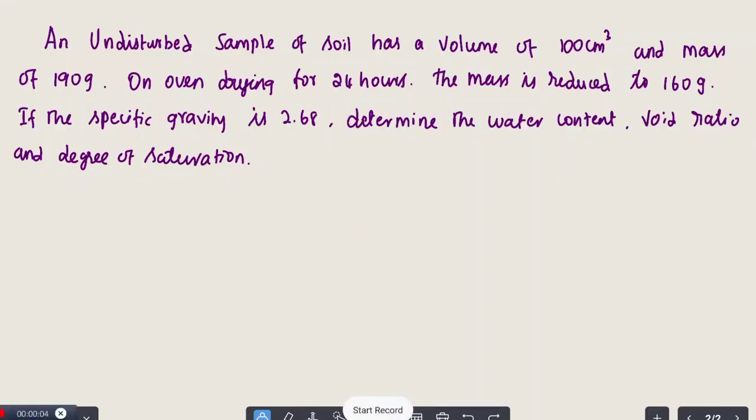Today we are going to see a problem related to soil mechanics in the topic of index properties. The problem is: an undisturbed sample of soil has a volume of 100 centimeter cube and a mass of 190 grams. Then, after oven drying for 24 hours, the mass is reduced to 160 grams. If the specific gravity is 2.68, determine the water content, void ratio and degree of saturation.